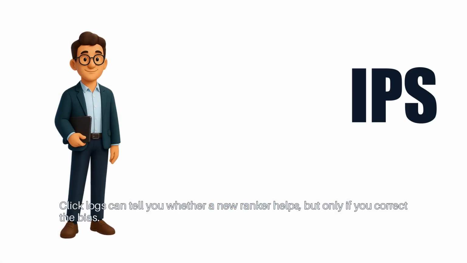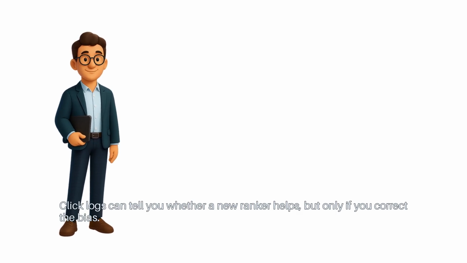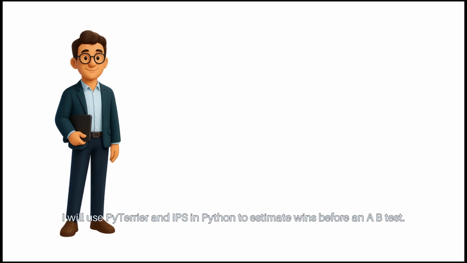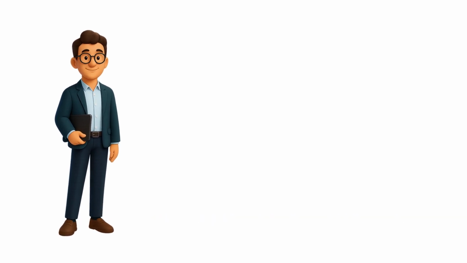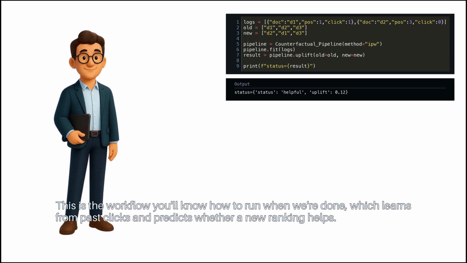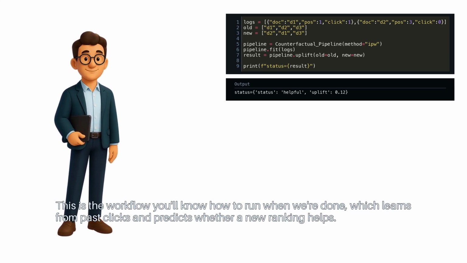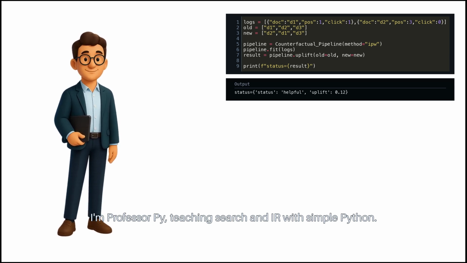Click logs can tell you whether a new ranker helps, but only if you correct the bias. I will use PyTerrier and IPS in Python to estimate wins before an A/B test. This is the workflow you'll know how to run when we're done, which learns from past clicks and predicts whether a new ranking helps. I'm Professor Pi, teaching search and IR with simple Python.